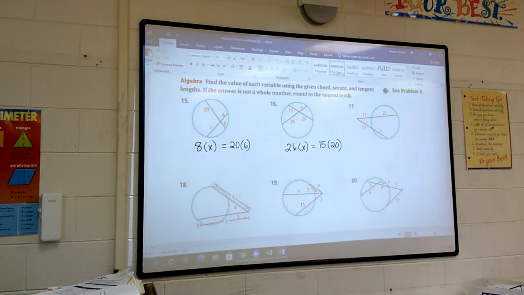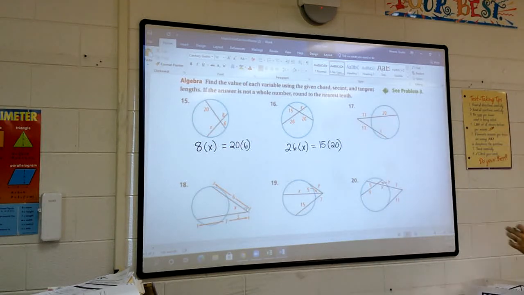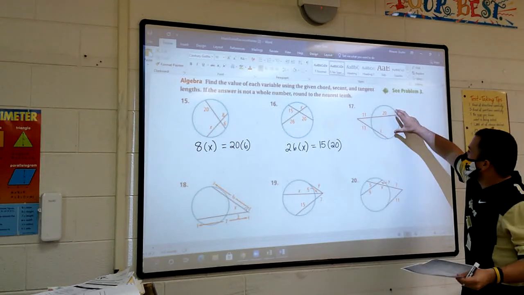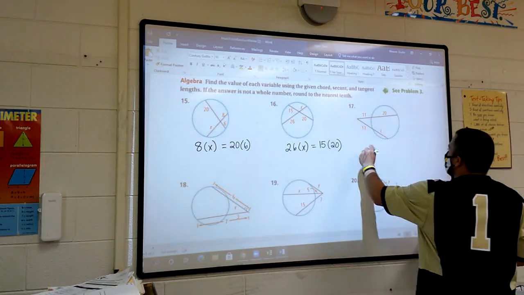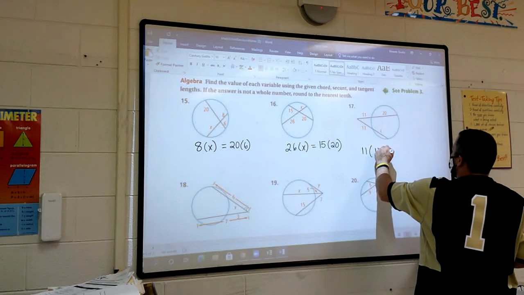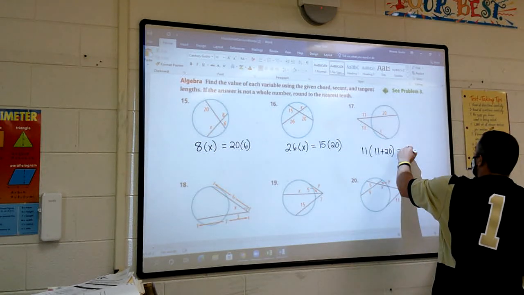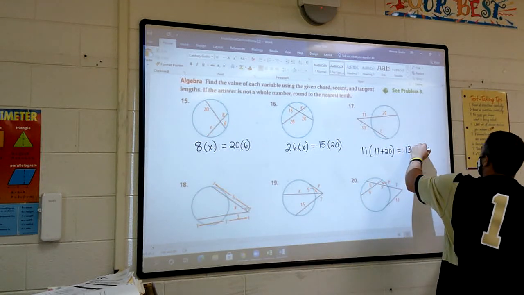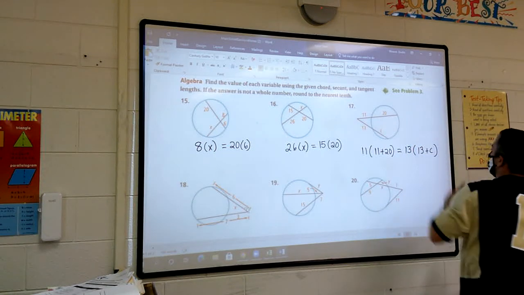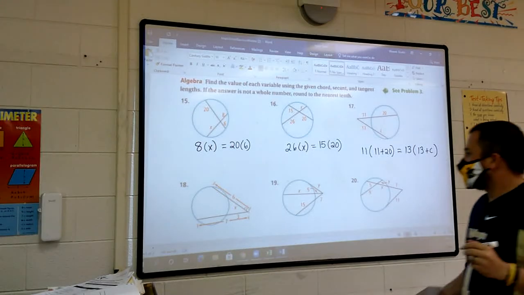Okay? This is the one where 2 things are on the outside. So is number 17. But this is the one where 2 things are on the outside. So 11 times both of them, 11 plus 20, equals 13 times both of them, 13 plus c. So you set it up and you're going to solve for c. Okay? Let's keep going.